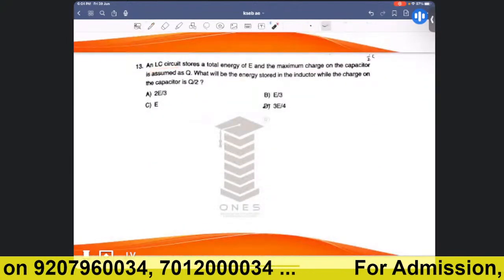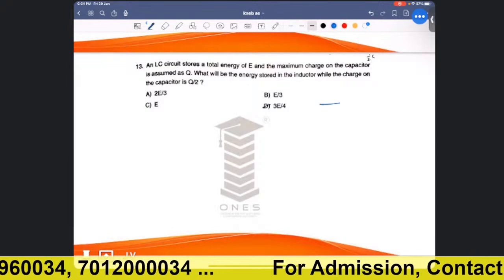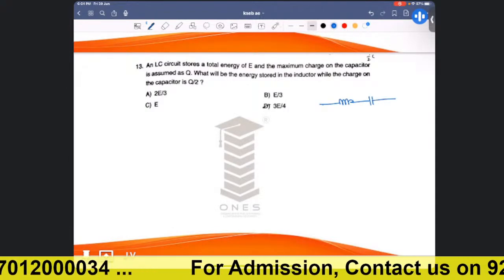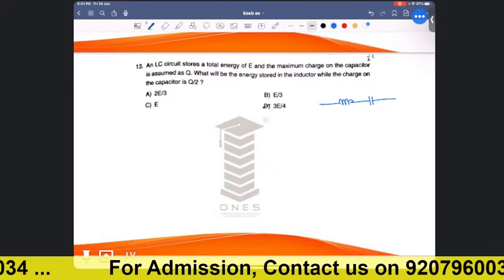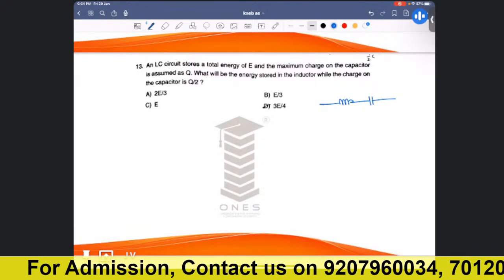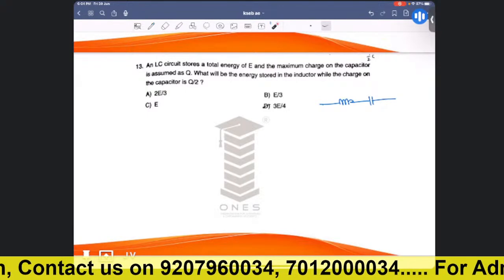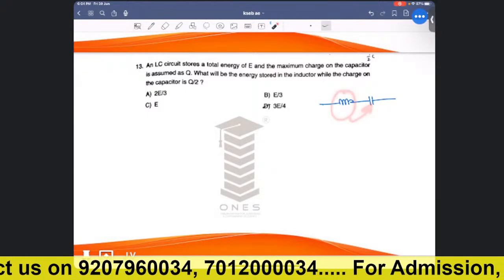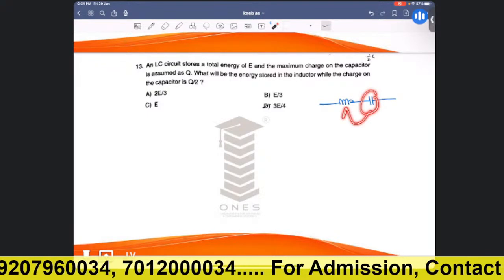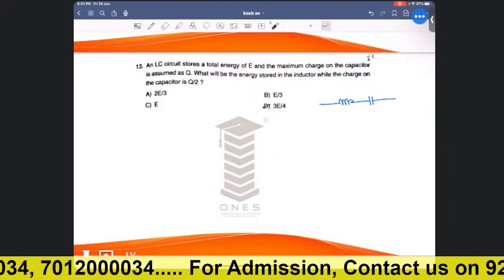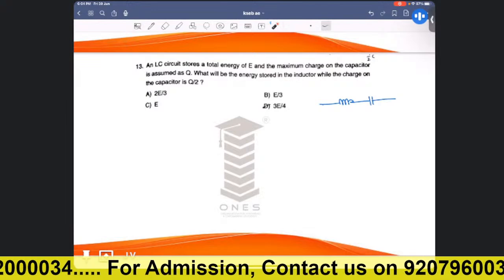Moving on to question number 13. An LC circuit. What is it? It is an LC circuit. Here there is no resistance. Okay, so energy will not be dissipated. Inductor will give energy to the capacitor and the capacitor will also give energy to the inductor. Energy is not lost.